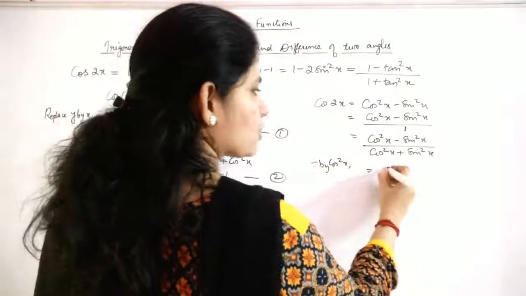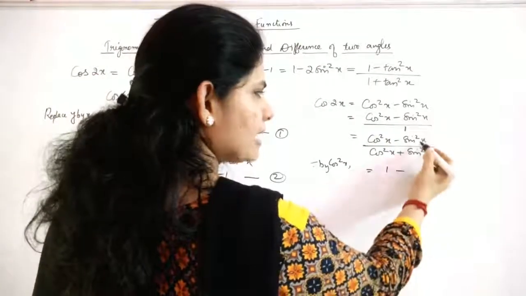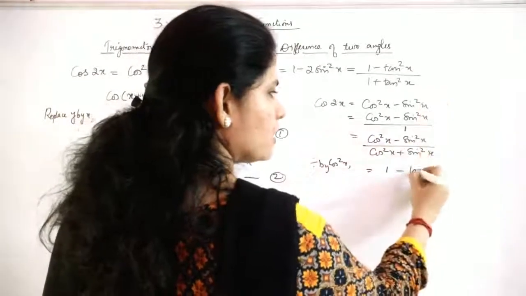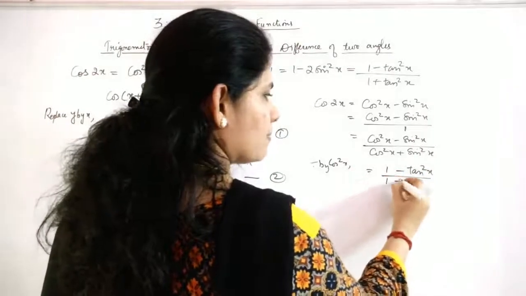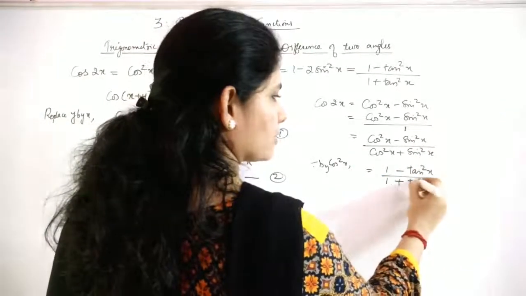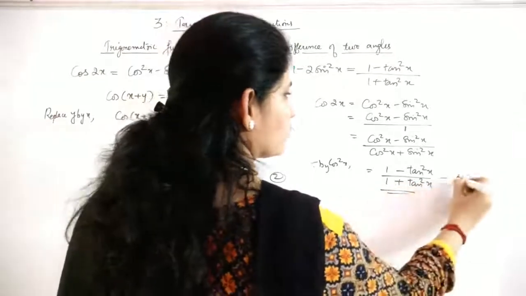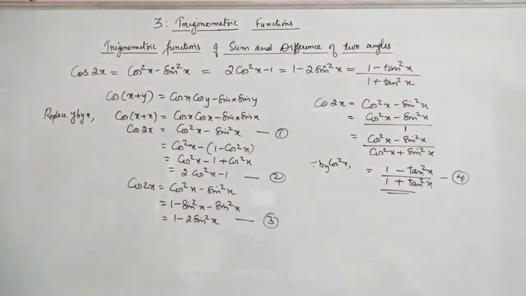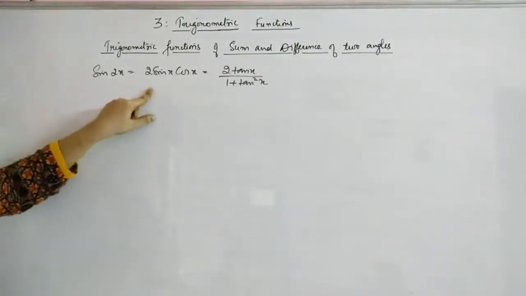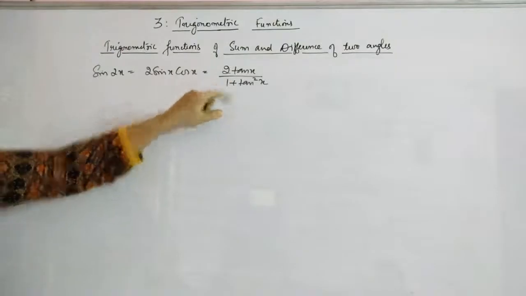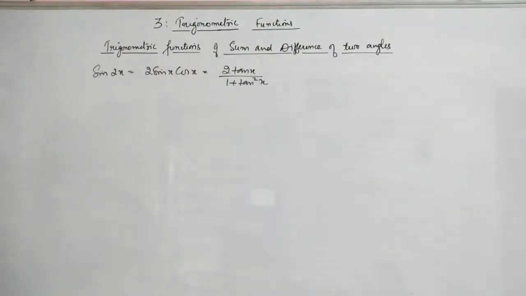This will become cos square by cos square, 1 minus sin square by cos square will give you tan square. Again the denominator, cos square by cos square, 1 plus sin square by cos square, tan square. So this is your fourth formula, which is (1 minus tan square x) by (1 plus tan square x). Okay. Next one is sin 2x is equal to 2 sin x cos x, or it is also equal to 2 tan x by 1 plus tan square x.